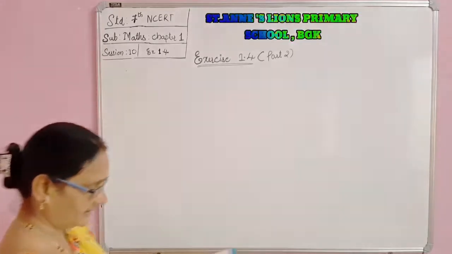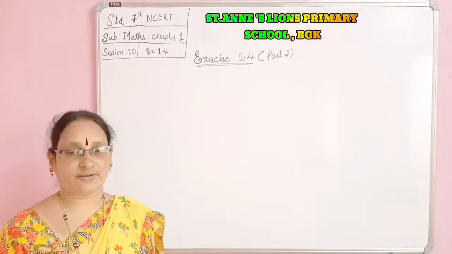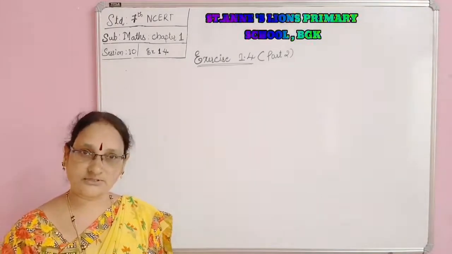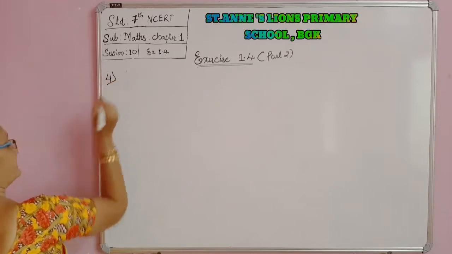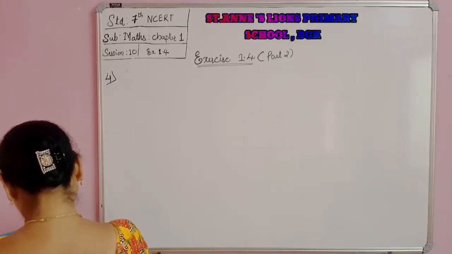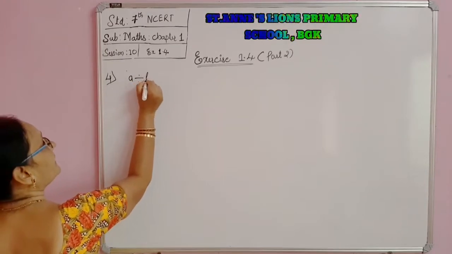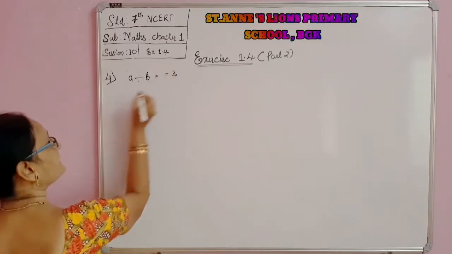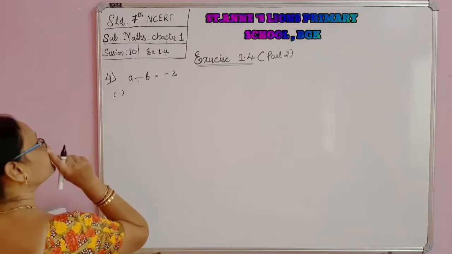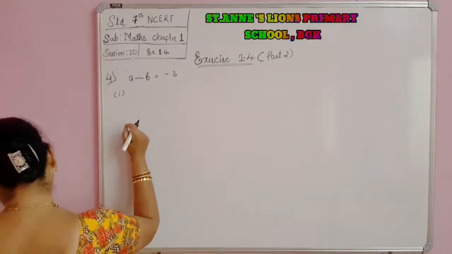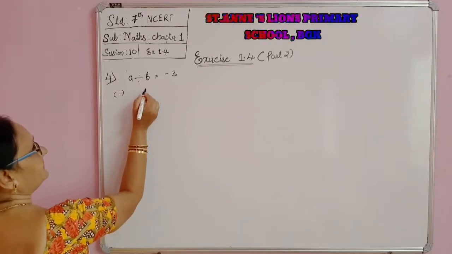Okay, let us write. Already the 1.4 PDF is given to you. You take the question from that PDF. Now I am giving the solution. Okay, the fourth problem. A divided by B is equal to -3. 5 pairs we have to write. So the first one is, what is the example they have given? 6 and -2.